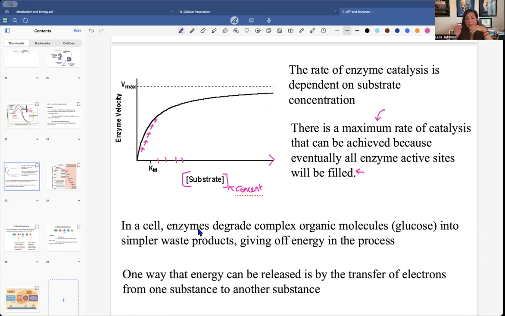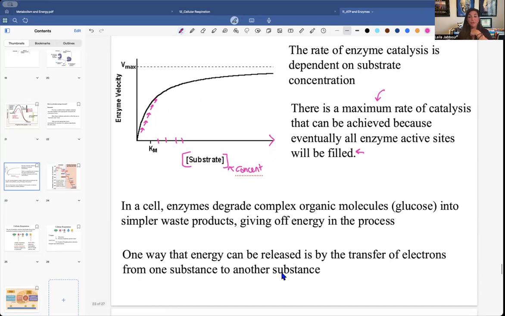So in a cell, enzymes degrade complex organic molecules into simple waste products, giving off energy in the process. So that's what the cell does with the molecules that we have in our body. Sometimes they need to be broken down, and by doing so, it will release energy. So one way that energy can be released is by the transfer of electrons from one substance to another substance.